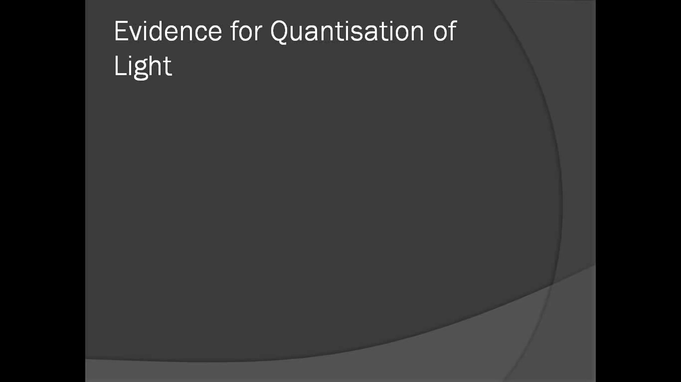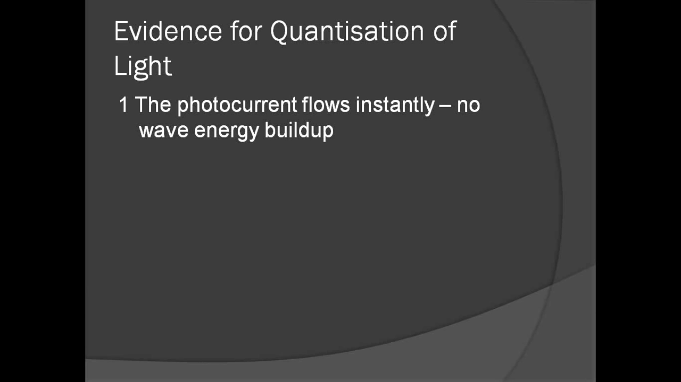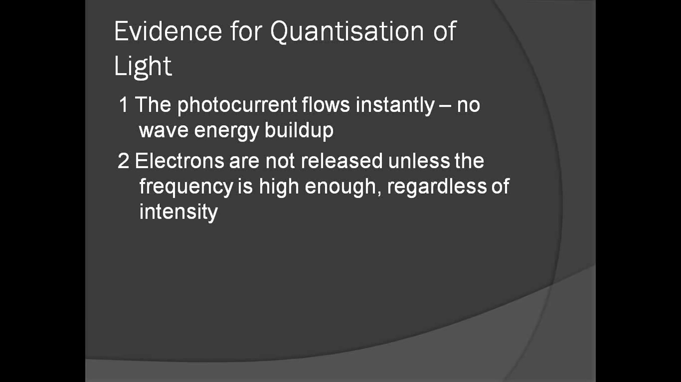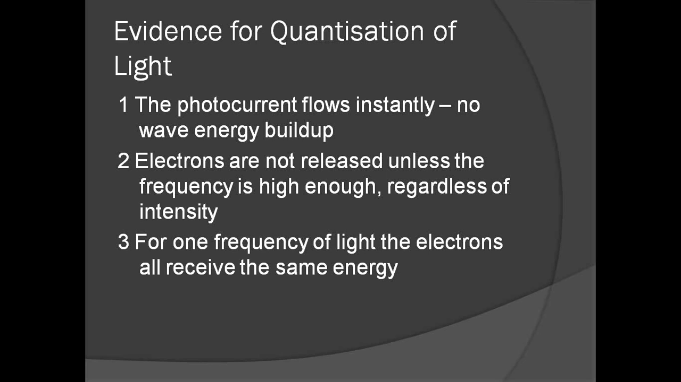And here are three features of the photoelectric effect that point to the quantization of light. 1. The photocurrent starts as soon as the light is switched on, so the light isn't building up wave energy on the plate over time, but delivering it as little packets to each electron right from the start. 2. Unless the light is a high enough frequency, no electrons are released, regardless of intensity. 3. For monochromatic light, the electrons all receive the same energy.